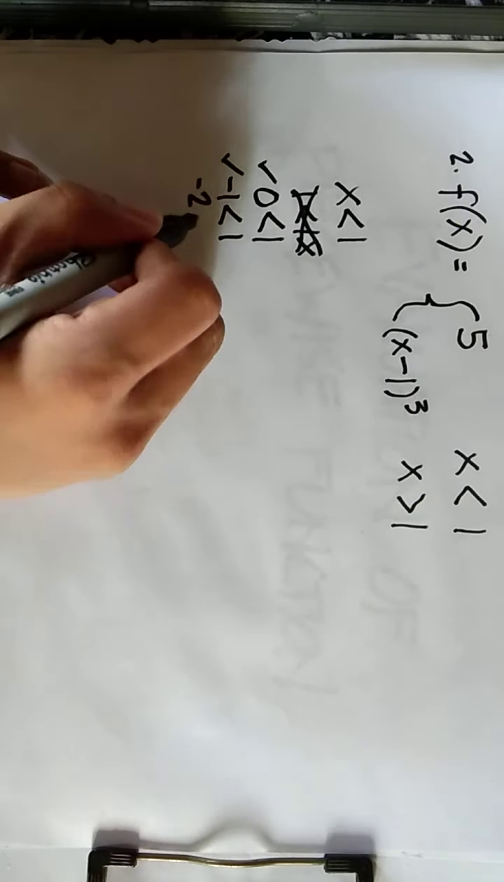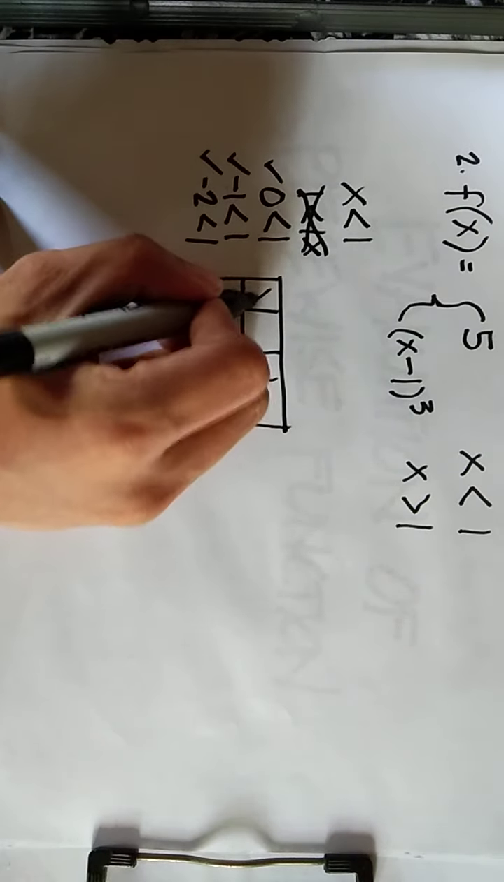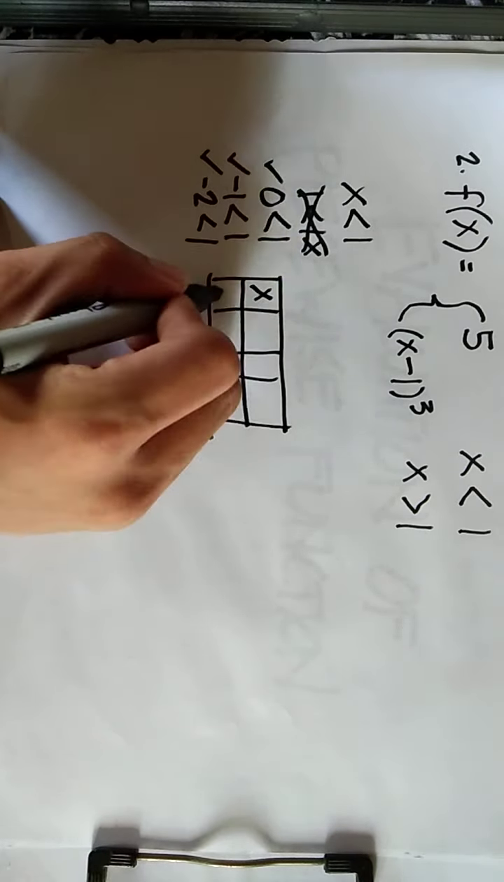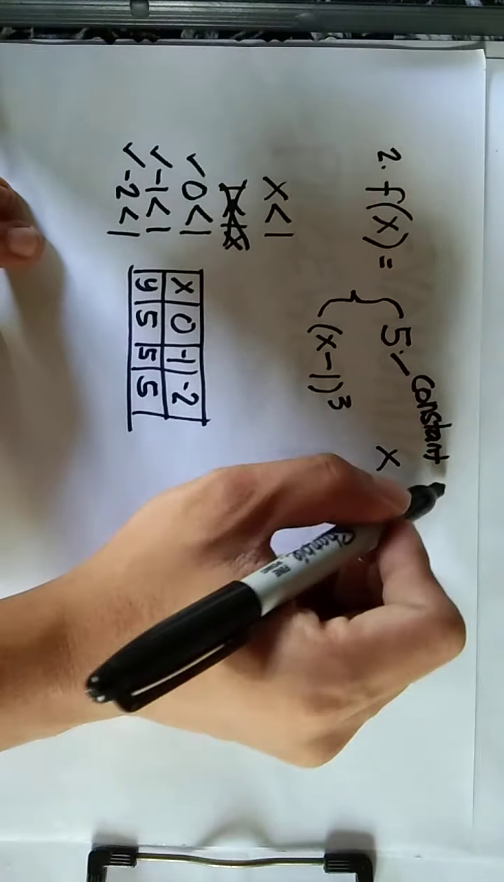Take note, that yung ating function is constant. So, if we have yung ating x values na 0, negative 1, and negative 2, since siya ay constant, we will always have the same result. Take note that this is constant function. That is why yung ating y values is always 5.